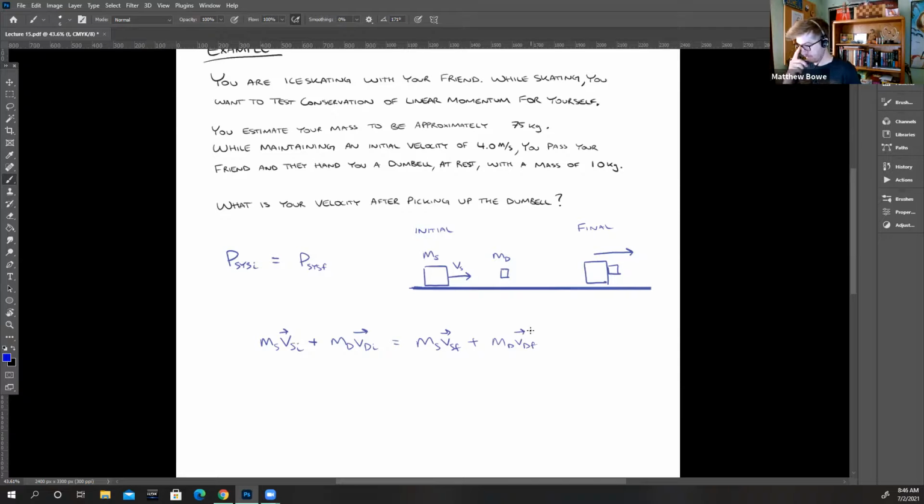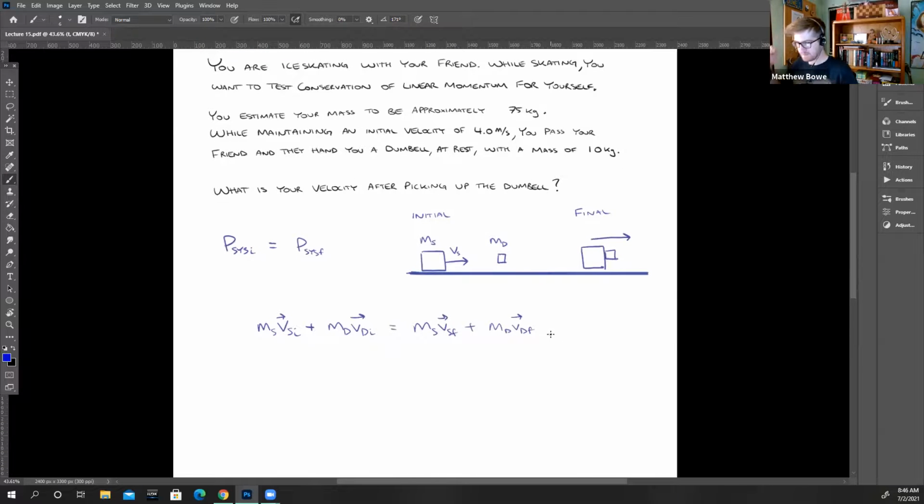All right. Here's something we can consider just from this picture or our understanding of the problem: initially these two things are separate. But in the final case, you pick up this dumbbell, and then you're both moving with the same velocity.